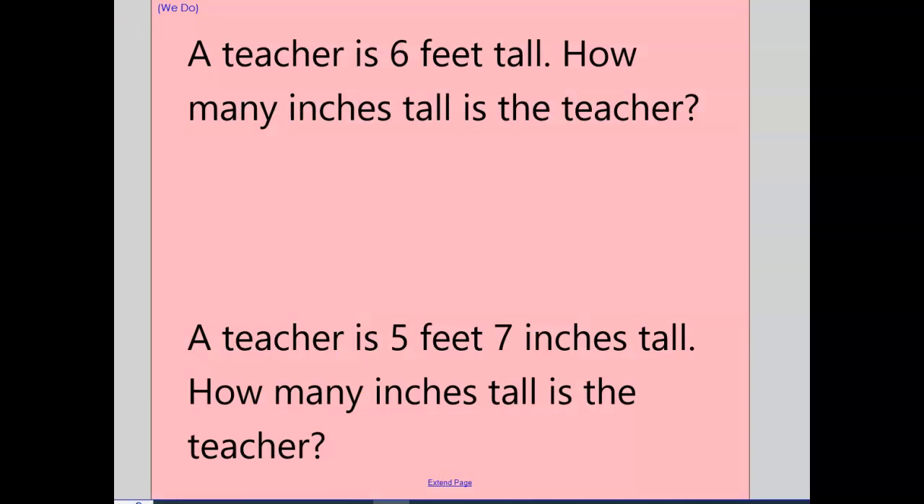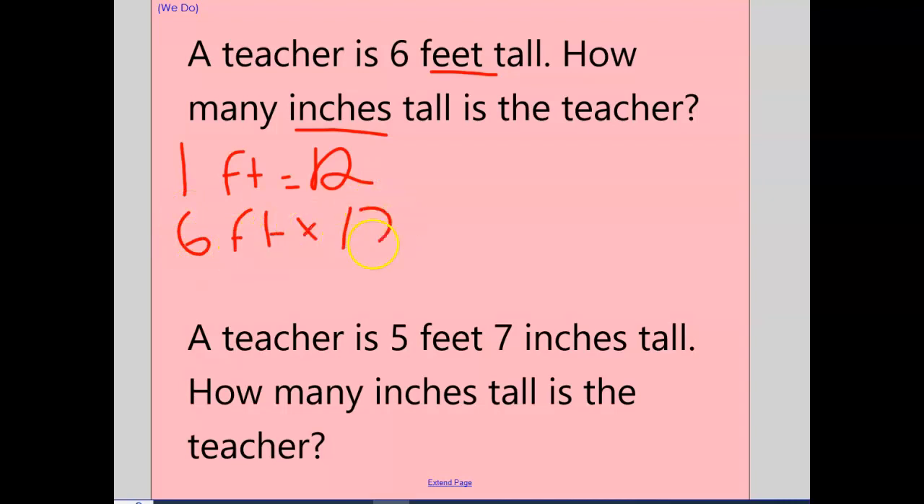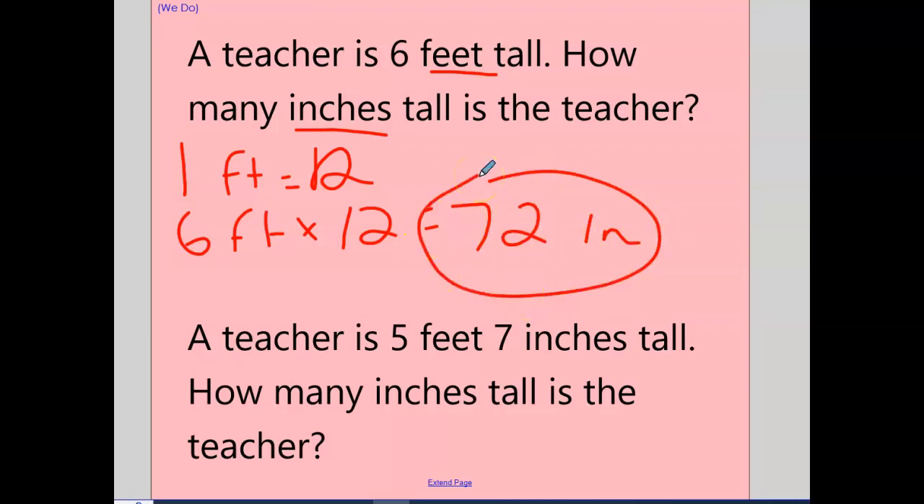All right. You try. Think about these for a second. Come back and see if you're correct. Pause if you have to. All right, let's check. We got feet to inches. So we know 1 foot is 12 inches. So 6 feet times 12 equals 6 times 12 is 72 inches is our answer.